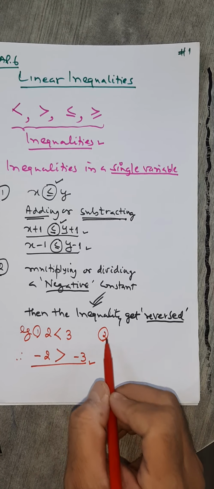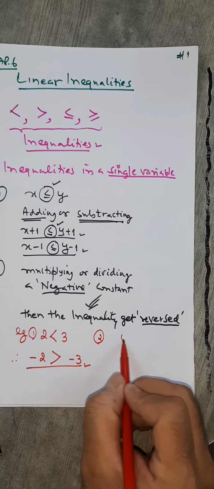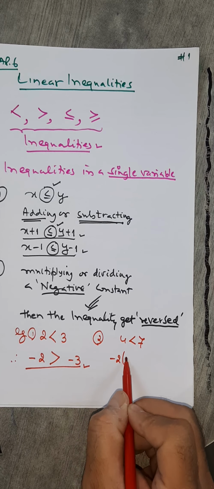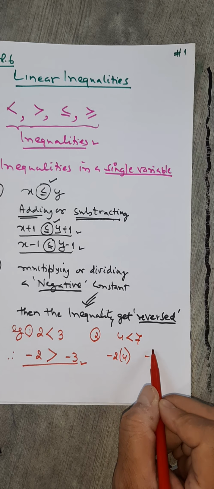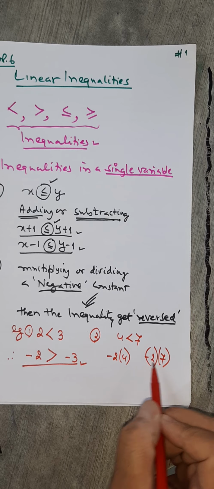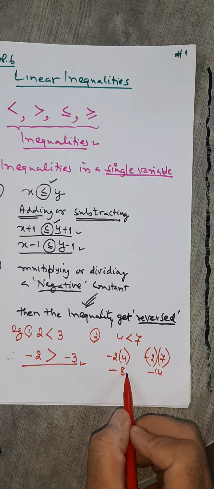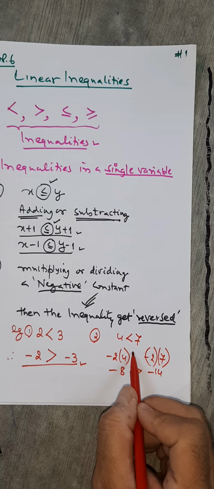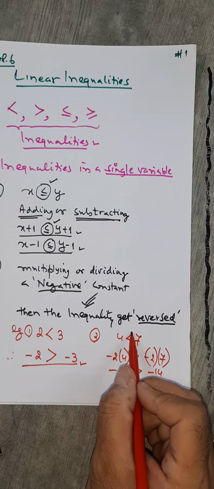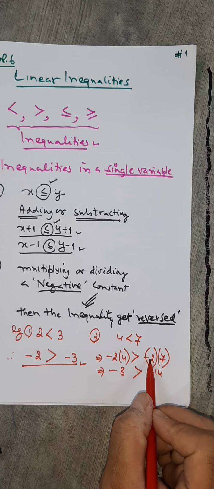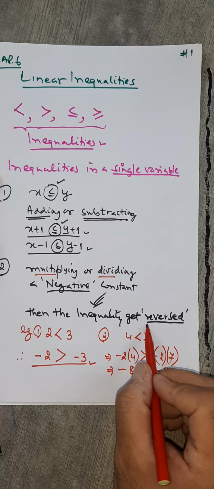Suppose I have 4 is less than 7. I'll multiply with minus 2. So minus 2 into 4, and minus 2 into 7. This is nothing but minus 8 and minus 14. But minus 8 is bigger than minus 14, so after multiplying with minus 2, this less than becomes greater than. Remember, when a negative number is multiplied or divided to the inequality, the inequality gets reversed.